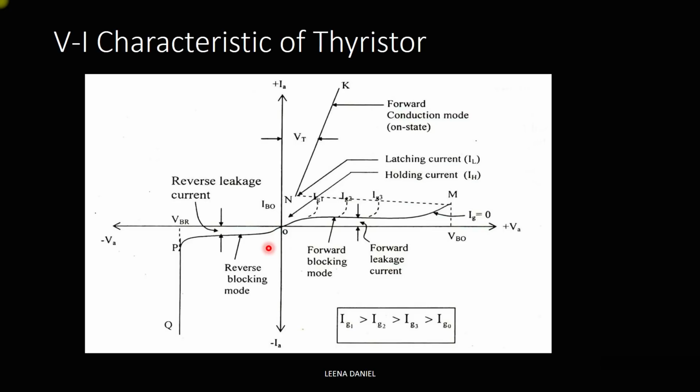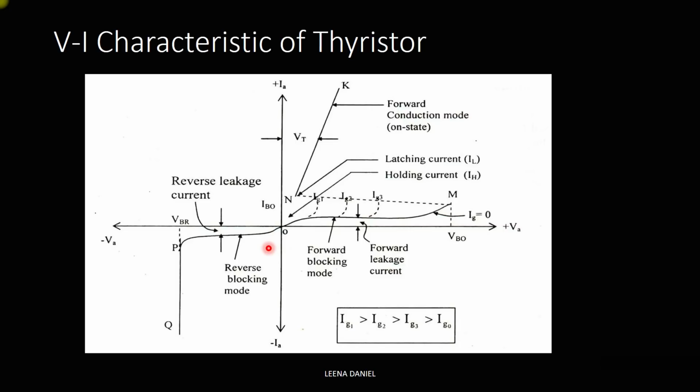As we studied in earlier classes, what do we mean by reverse bias? Reverse bias means when we connect the p-type material to the negative terminal of the battery and the n-type material is connected to the positive terminal of the battery. When we connect it like this, the thyristor or a diode is said to be in reverse bias.